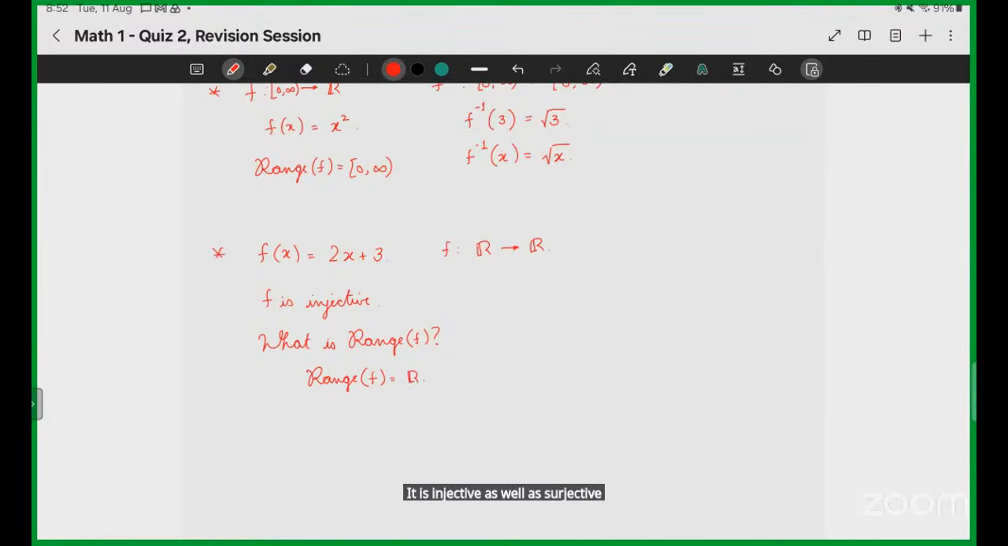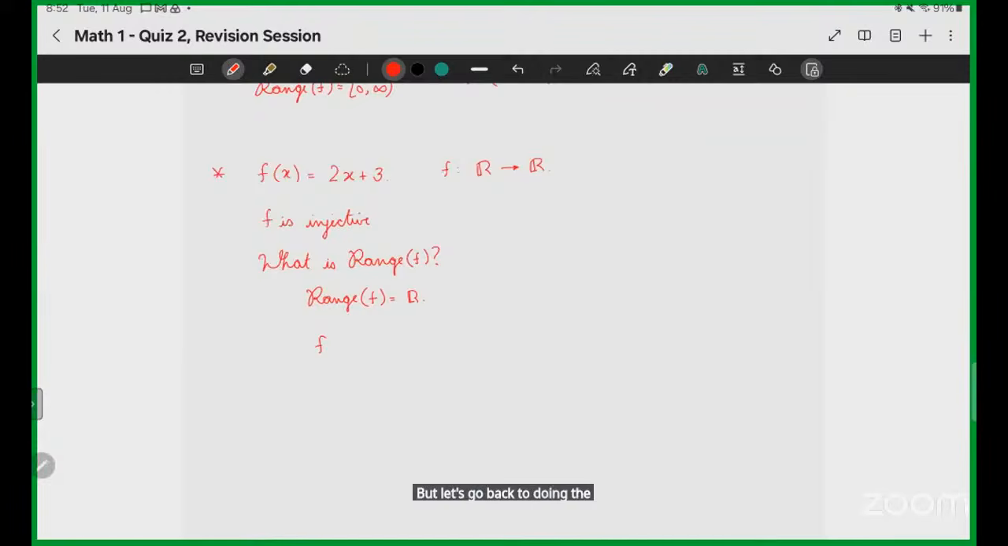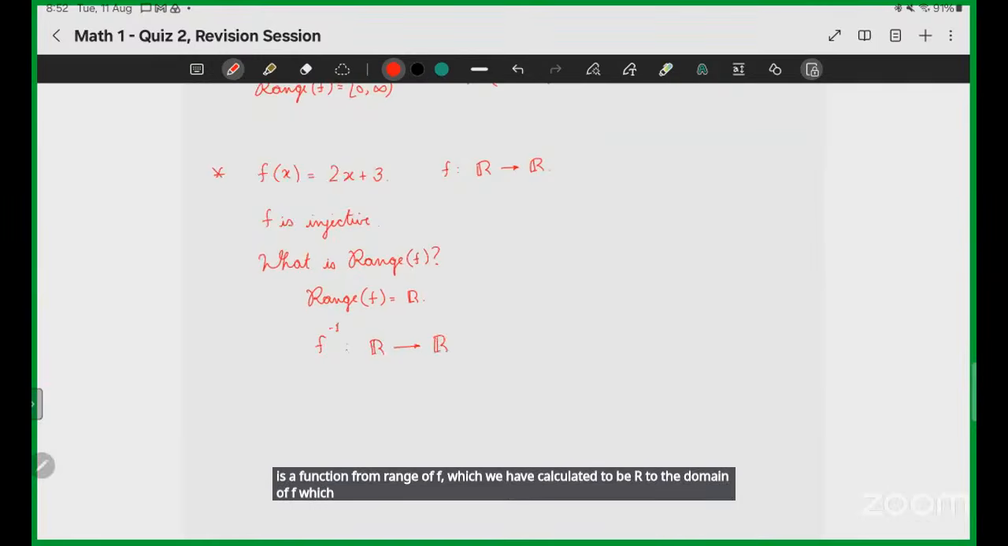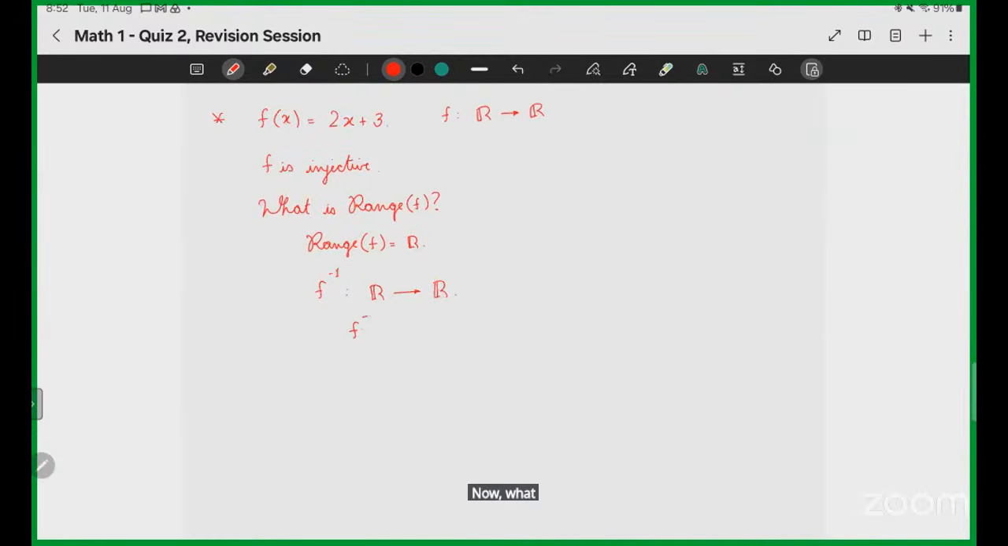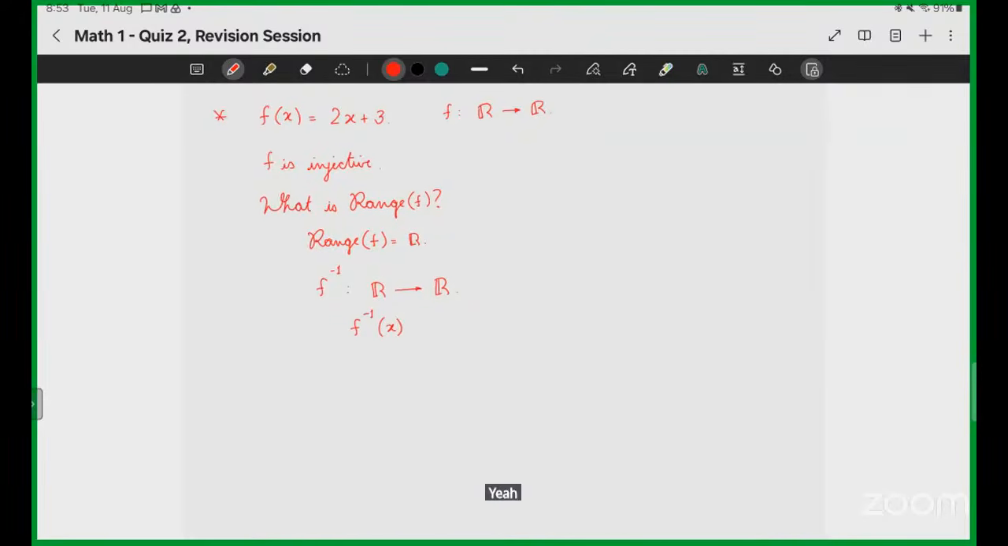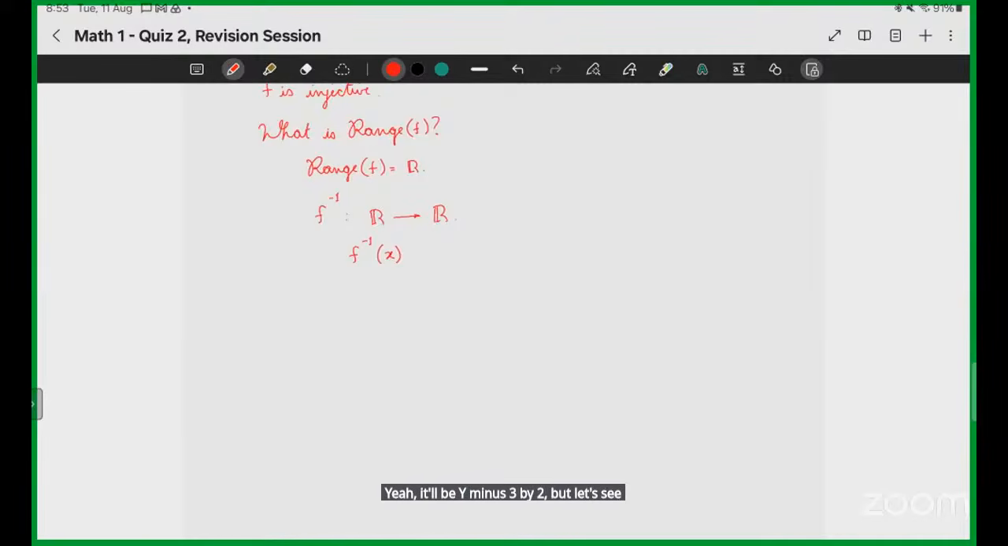But let's go back to doing the inverse calculation. F inverse is a function from the range of f, which we have calculated to be R, to the domain of f, which we also have to be R. Now, what is the formula for the inverse? It will be (y minus 3) by 2. Yes, but let's see how we get that.